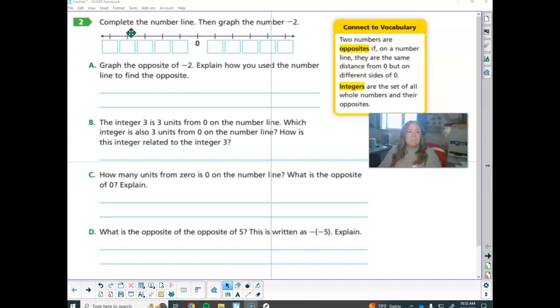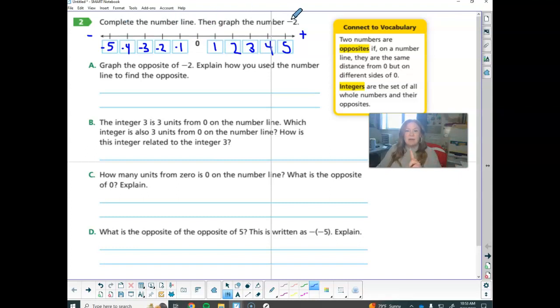So for task 2, it asks us to complete the number line. Then graph the number 2. So we are on this number line. So here's 0. So here's our positive numbers going this way. Negative, go to the left. So we have 1, 2, 3, 4, 5. Make sure you're doing this in your book. You're going to have to get it checked off with the teacher to get your check mark. Then we go the other way. Negative 1, negative 2, negative 3, negative 4, negative 5. So our number line is set up. We've completed the number line.